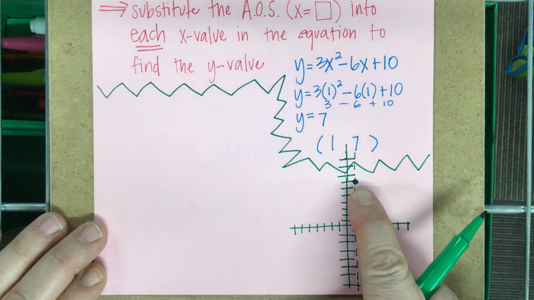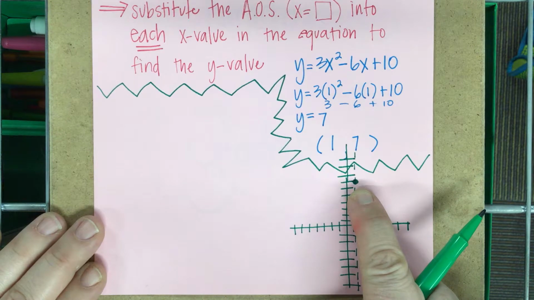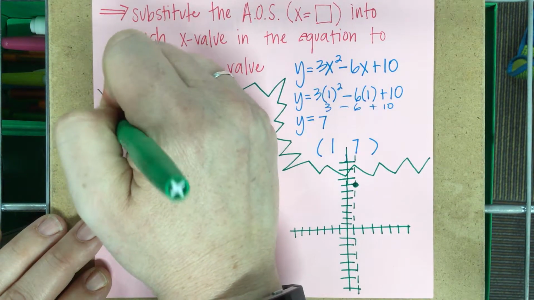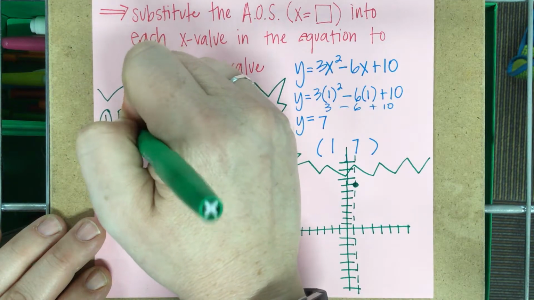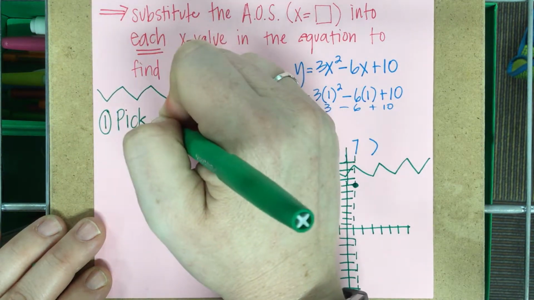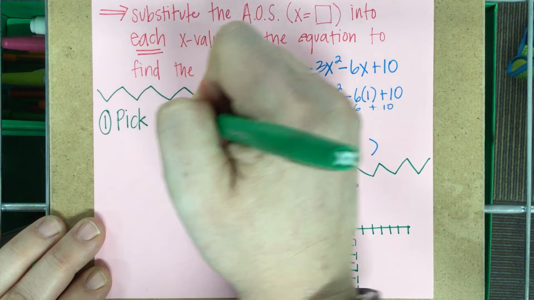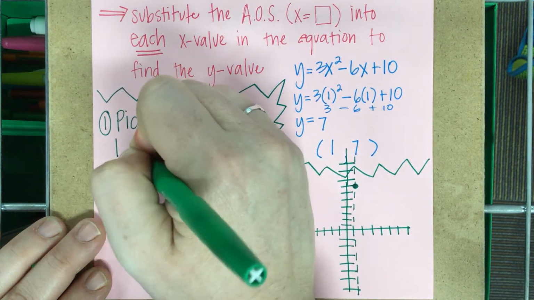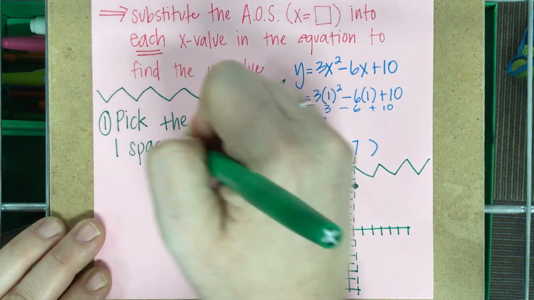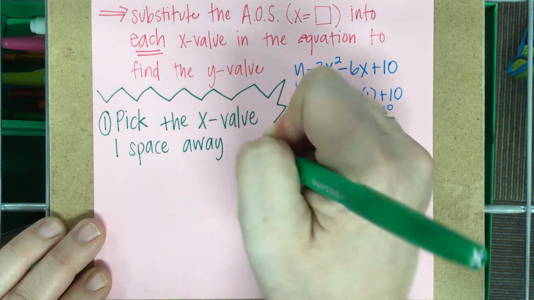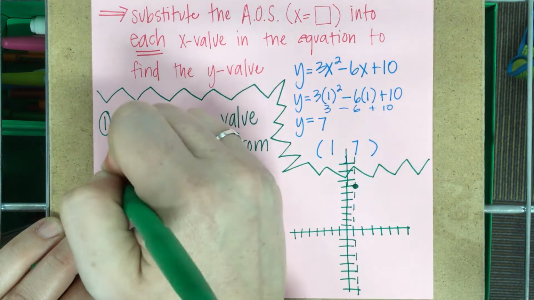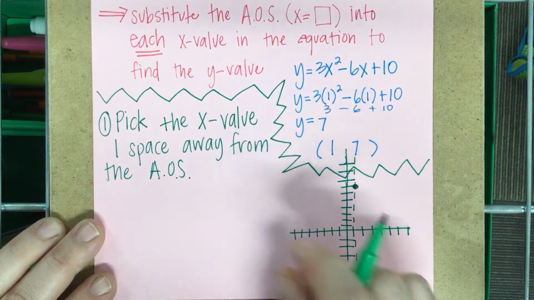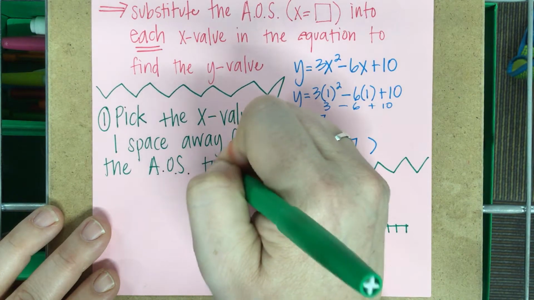parabolas didn't really look very parabola-y sometimes, right? Parabolish. So what you can do now is pick the x value 1 space away from the axis of symmetry to substitute.